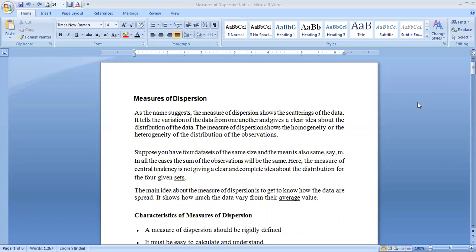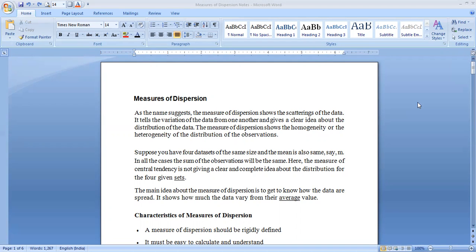Today I am going to discuss the module Measure of Dispersion. As the name suggests, the measure of dispersion shows the scattering of the data. It tells the variation of the data from one another and gives a clear idea about the distribution of the data. The measure of dispersion shows the homogeneity or the heterogeneity of the distribution of the observations.